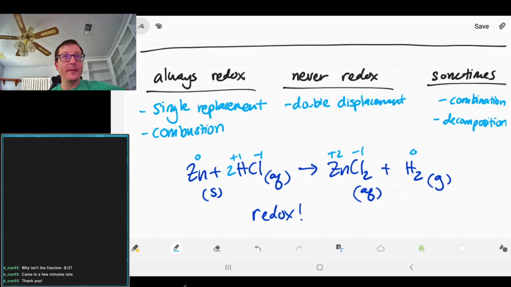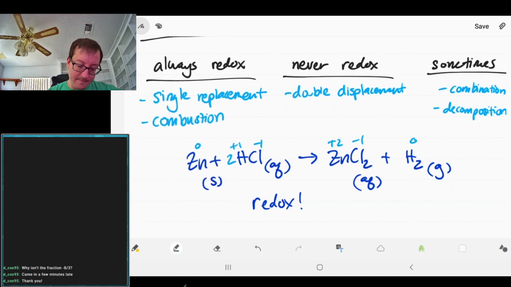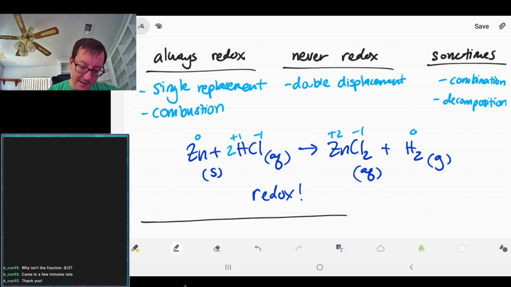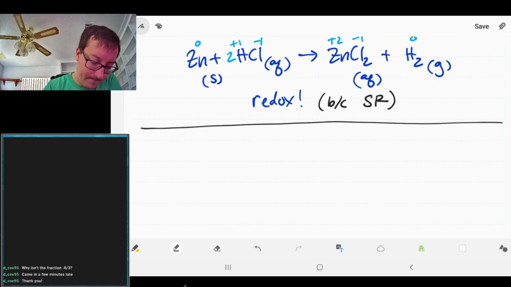Cool. Okay. Let's go ahead and talk about solutions a little bit then. So that's our kind of last little bit. So single replacement, we don't have to do the oxidation numbers. However, if you wanted, you could, and you would still see that it's redox. You'd see that zinc is being oxidized and hydrogen is being reduced in that reaction.